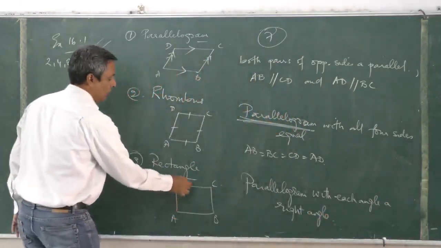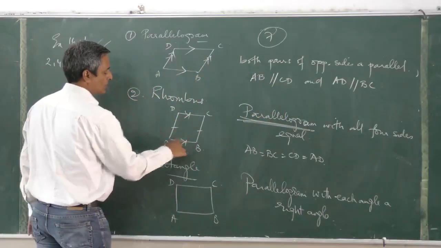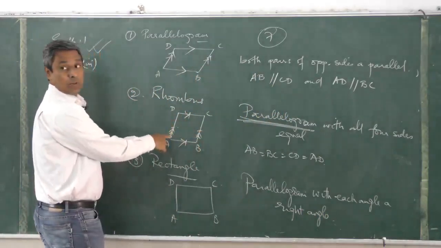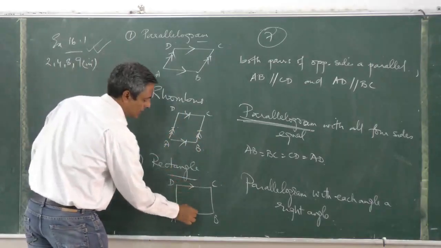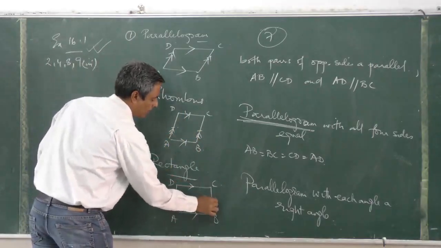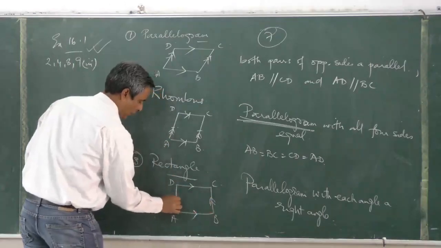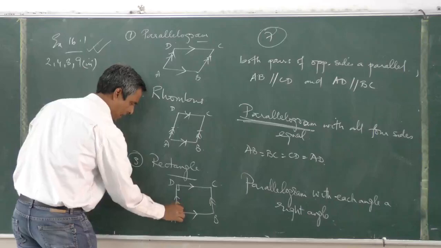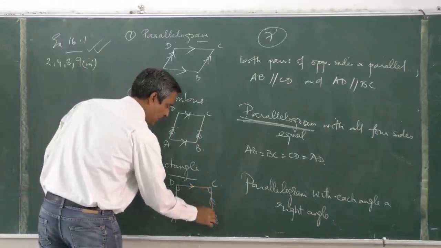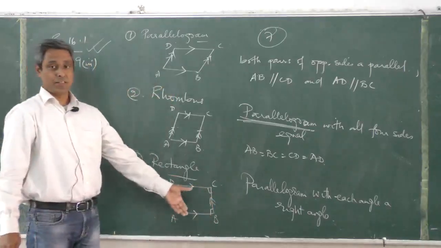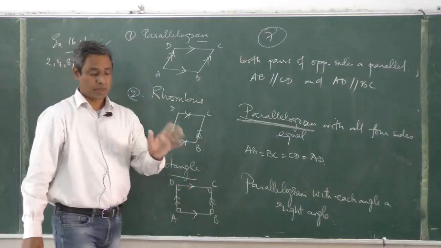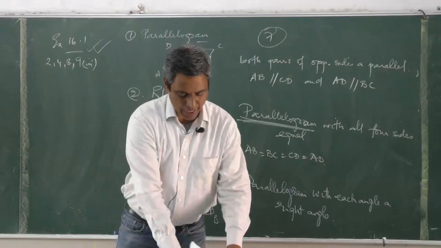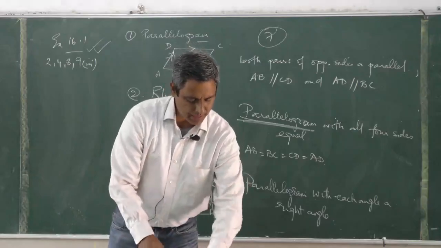So it is a parallelogram. That means opposite sides are parallel, but all sides were equal. That was rhombus. Opposite sides are parallel. What does that make it? A parallelogram, but each and every angle is 90 degrees. That makes it a rectangle. These are very basic properties. Then we have square, trapezium and kite.